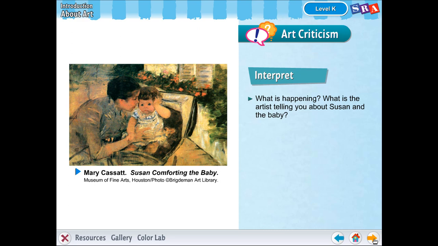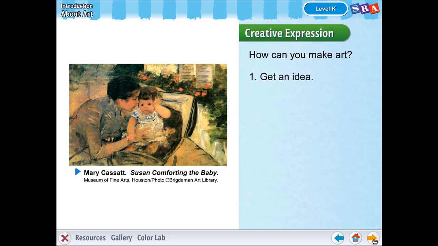And we already talked about this. What is happening and what is the artist telling you about Susan and the baby? Have you ever seen another artwork like this? How can you make art? First, you get an idea. You can plan your work on another piece of paper, or you can plan in your head. You can make a sketch. You can use media, and media means different types of art supplies. And then you can share your work.